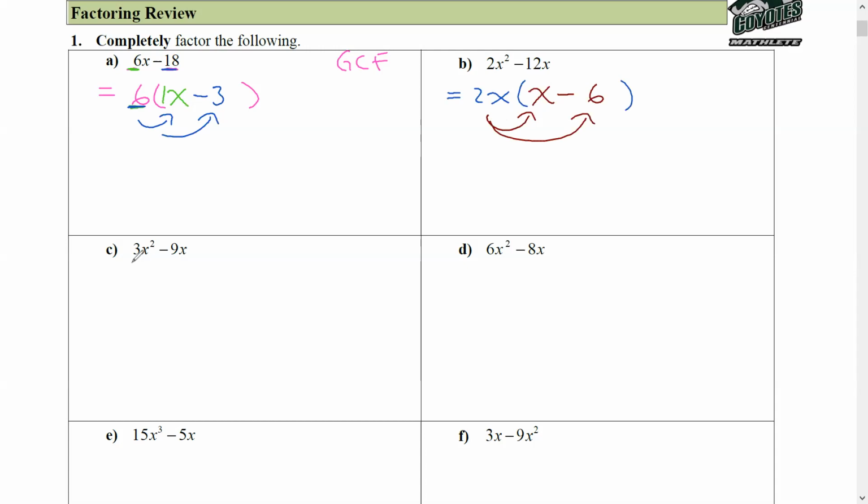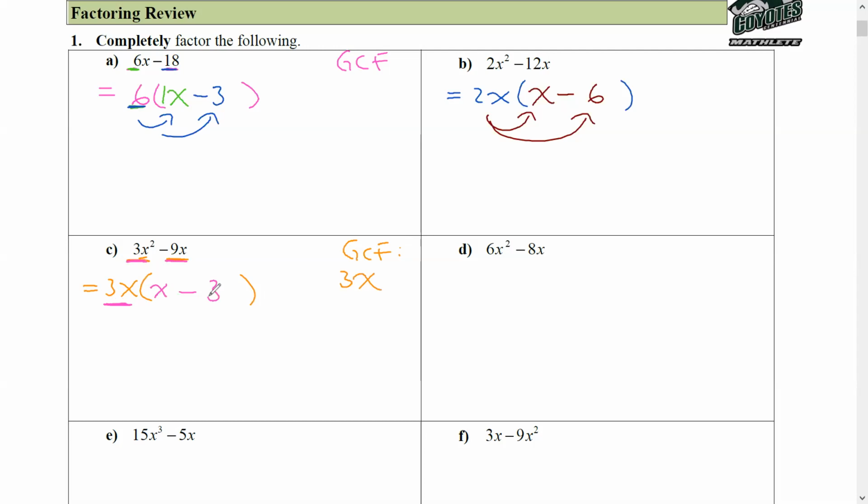Okay, next one I say to myself, what can I divide into 3 and 9? So my greatest common factor is 3. And then I say, what can I divide into x squared and x? x. So my greatest common factor would be 3x. So that's what I'm going to factor out. And again, I think of factoring as unmultiplication. So 3x squared divided by 3x is x. And minus 9x divided by 3x is minus 3.